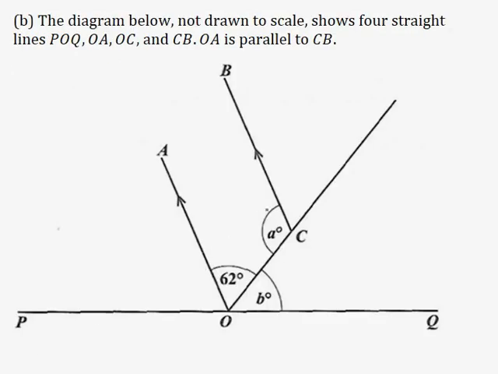So these two lines here are parallel lines, and OC is a transversal that intersects them. And when a transversal intersects two parallel lines, the interior angles on the same side of the transversal are supplementary. So what this means is that this angle here plus this angle here will add to give 180 degrees.